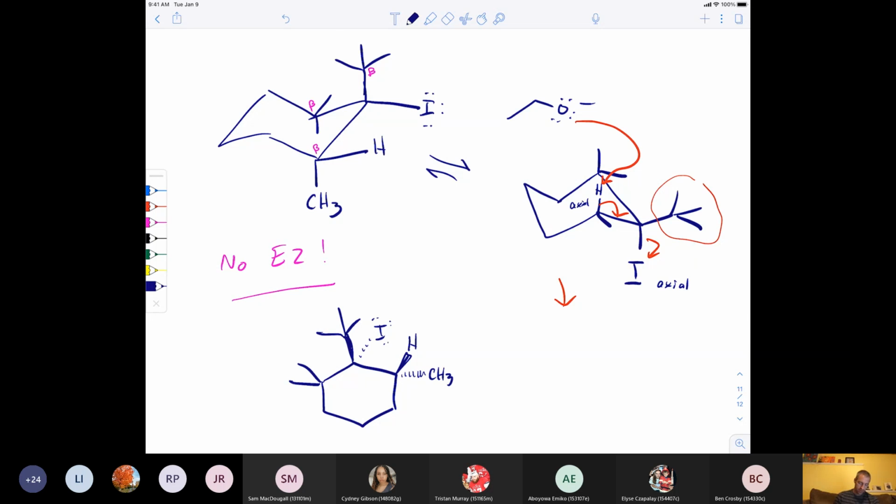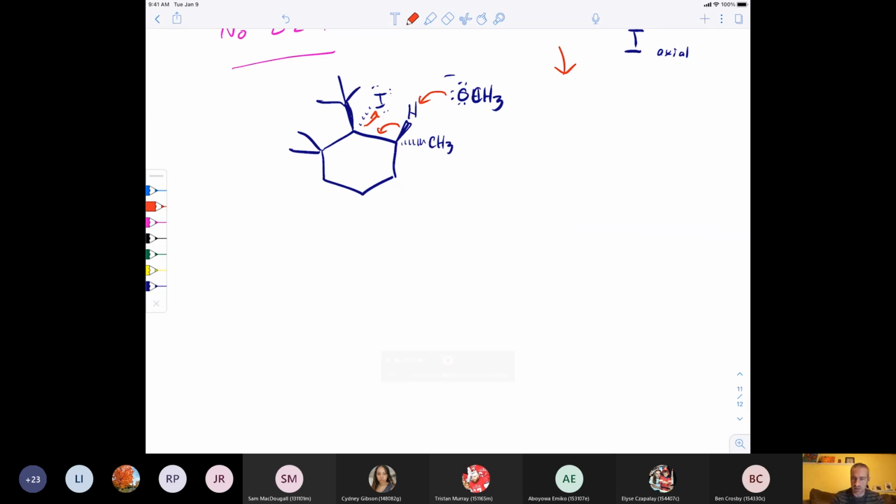So if you see a molecule like this, that's the same molecule as that up there. But if you recognize that the iodide and the beta hydrogen are trans, and therefore you don't need to draw the rings up top, OCH3 minus, you can do it right here. But sometimes we might ask you to draw the ring out, so you do need to be able to do that.